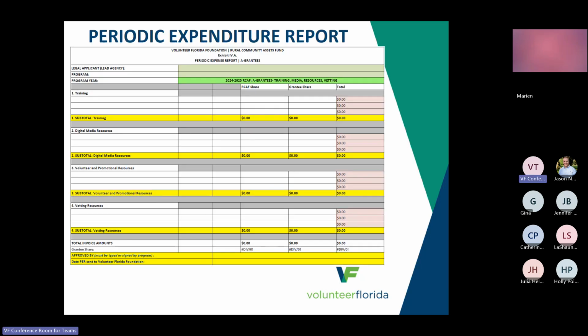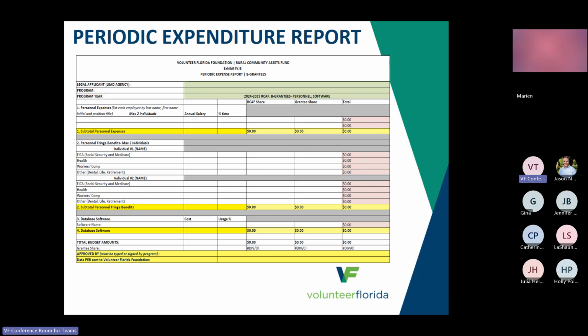All right, so I'm going to jump over now to the periodic expenditure reports. This slide and the next slide show both the Exhibit 4A and the Exhibit 4B. Some of you may have the training, digital media, volunteer recognition and promotional resource, and vetting resources categories in your budget. If you do, you're going to use the Exhibit 4A. And if you have personnel expense, personnel salary, and database software in your approved budget, then you're going to use the Exhibit 4B.